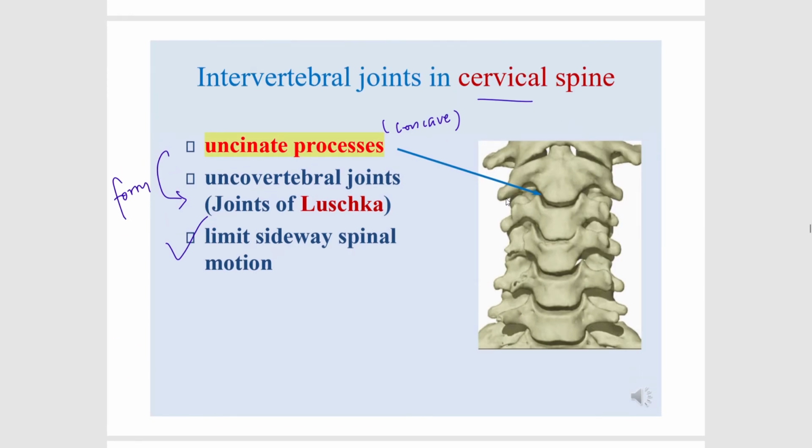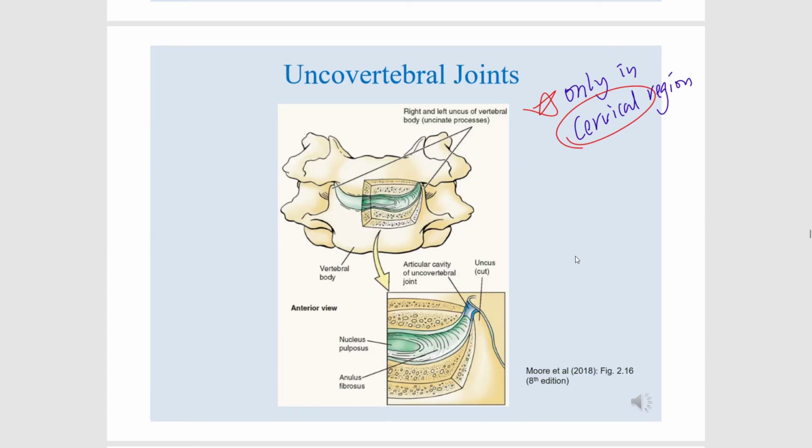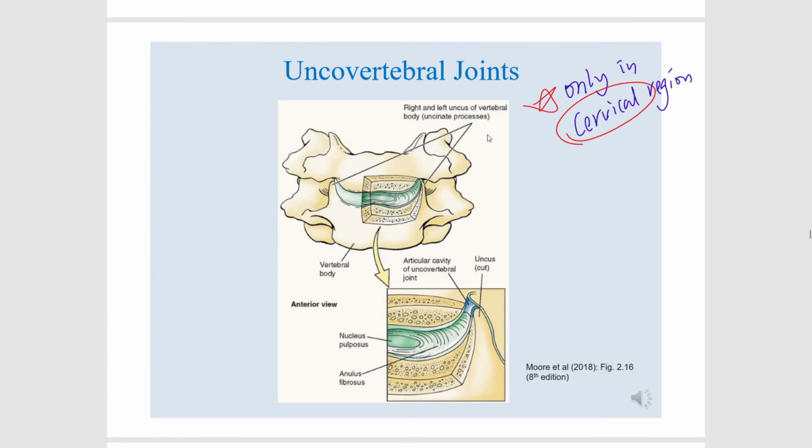In the following, I'll talk about the intervertebral joints of the cervical spine, and this is the cervical spine. You can see here the arrow pointing at the uncinate processes, which are concave in shape, and it is also called the uncovertebral joint. One point to be noted is that the uncovertebral joint only exists in the cervical spine, and it has the function of limiting sideways spinal motion.